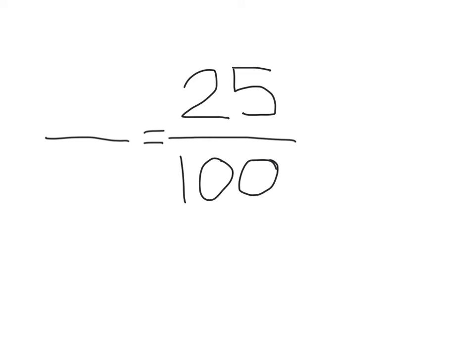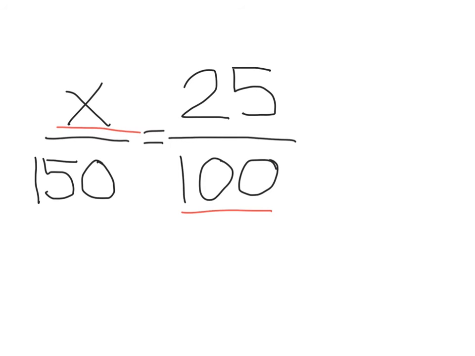The whole price of one of Justin Bieber's tickets is $150. Because it's the whole, we're going to put it on the bottom of the left-hand side. And because we don't know what the discounted price is, we put an X on the top of the left-hand side. Because we don't have anything to multiply by 100, we take 150 times 25. 150 times 25 equals 3,750.